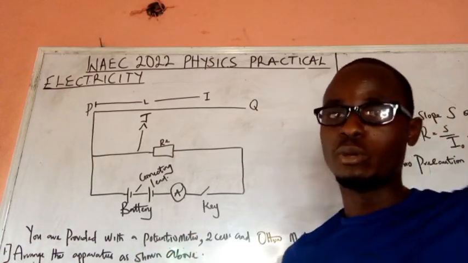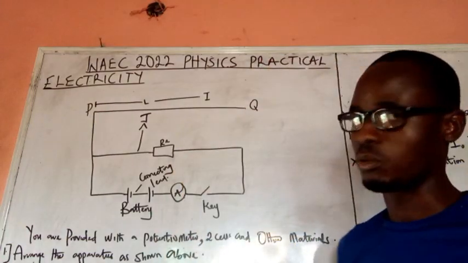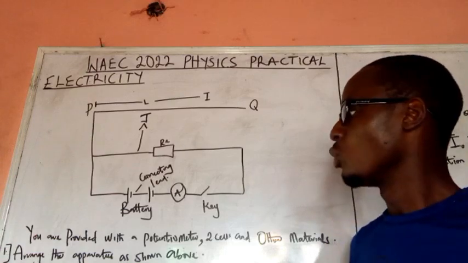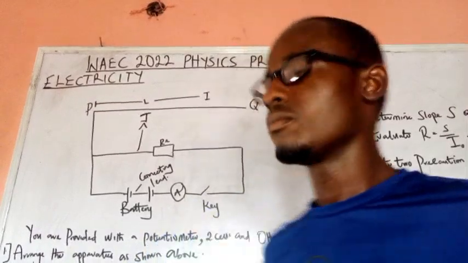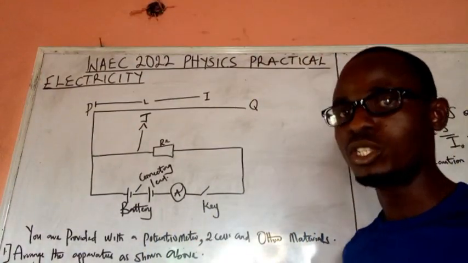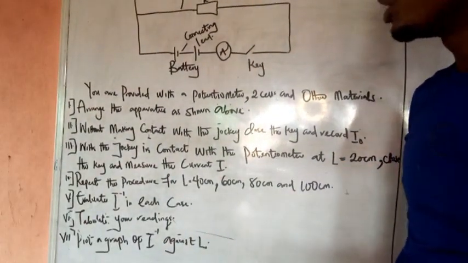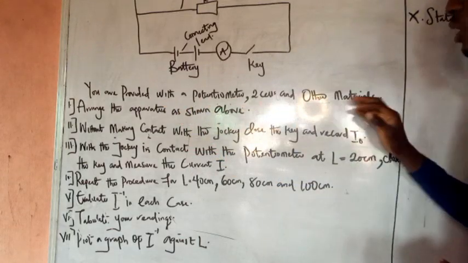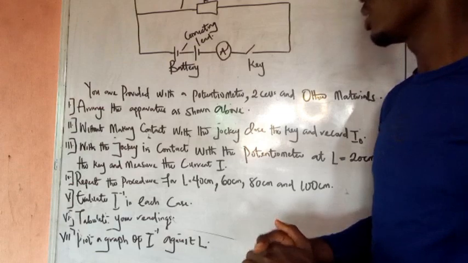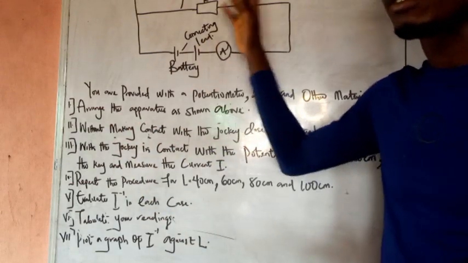Okay, I'm going to show you my setup and eventually start the experiment, but let us go through the procedure, just like we did on mechanics. So let's look at the procedure now. Let's follow it step after step. The first one says that you are provided with a potentiometer, two cells and other materials. I think the other necessary materials are stated in the diagram. Now arrange the apparatus as shown above, like I've said earlier.